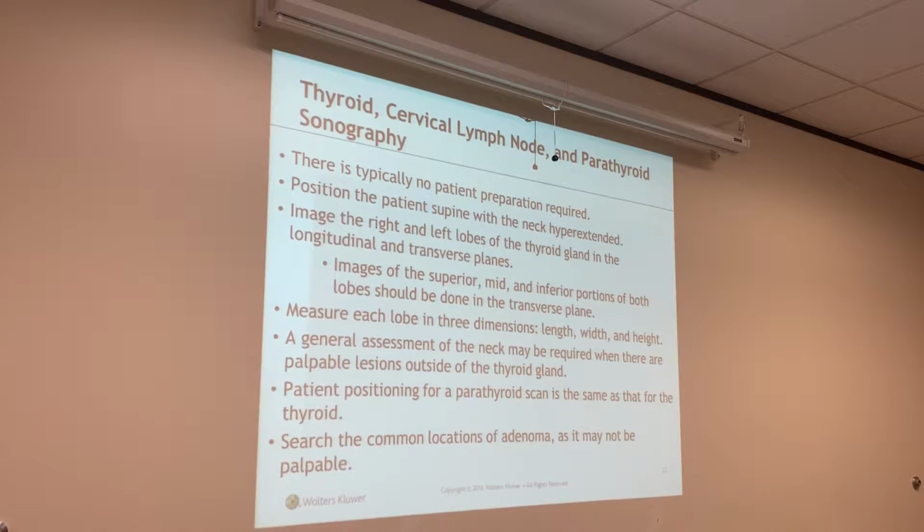One of the most common things that I look for in the thyroid or the parathyroid is called an adenoma. You can have an adenoma anywhere in the body. There's malignant ones and there's benign ones, and we're going to teach you those differences.